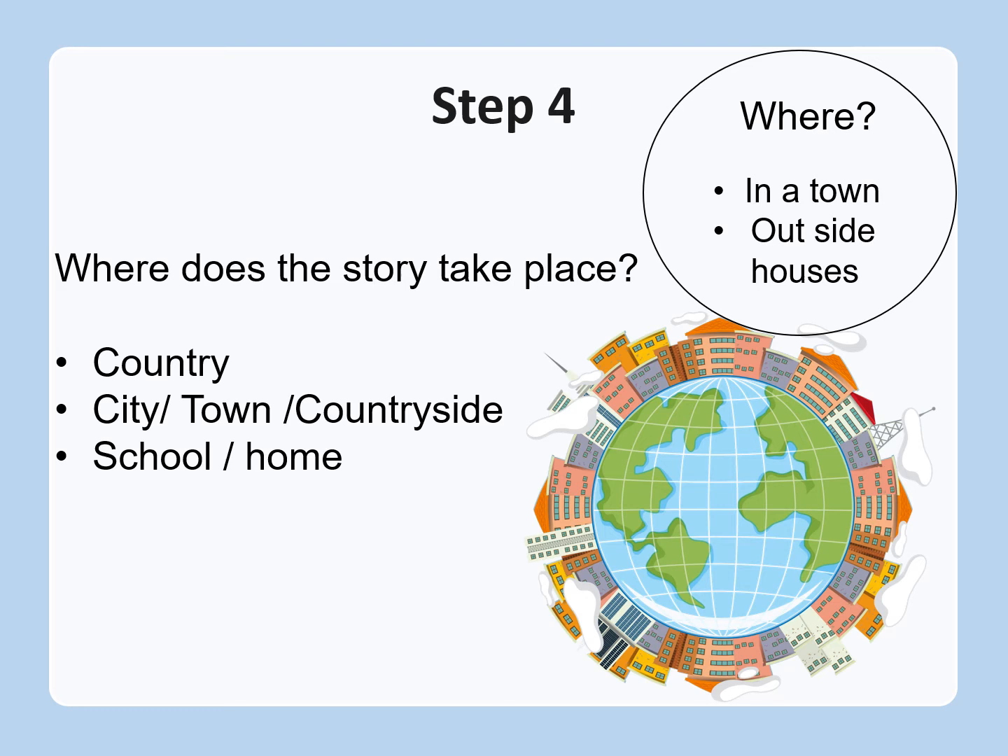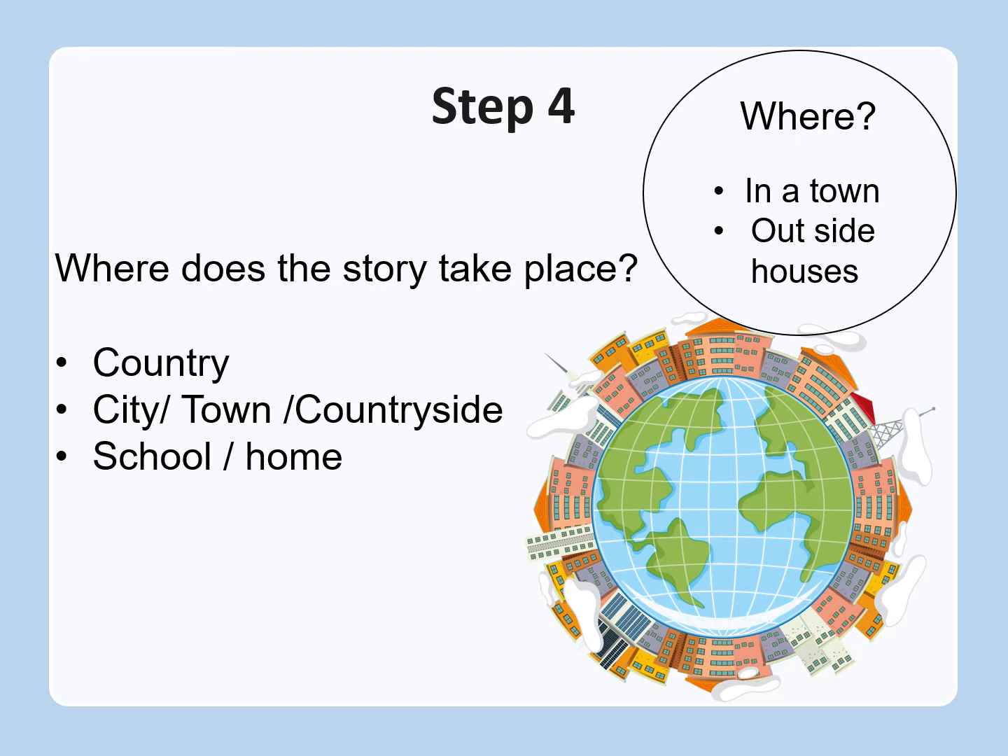Step 4. Now this is where. So where does the story take place? It could be the country, could be the city, the countryside. Is it at school, at home? Is it at a friend's house? Are they in the woods? So this is the scenery. It's where are the people?